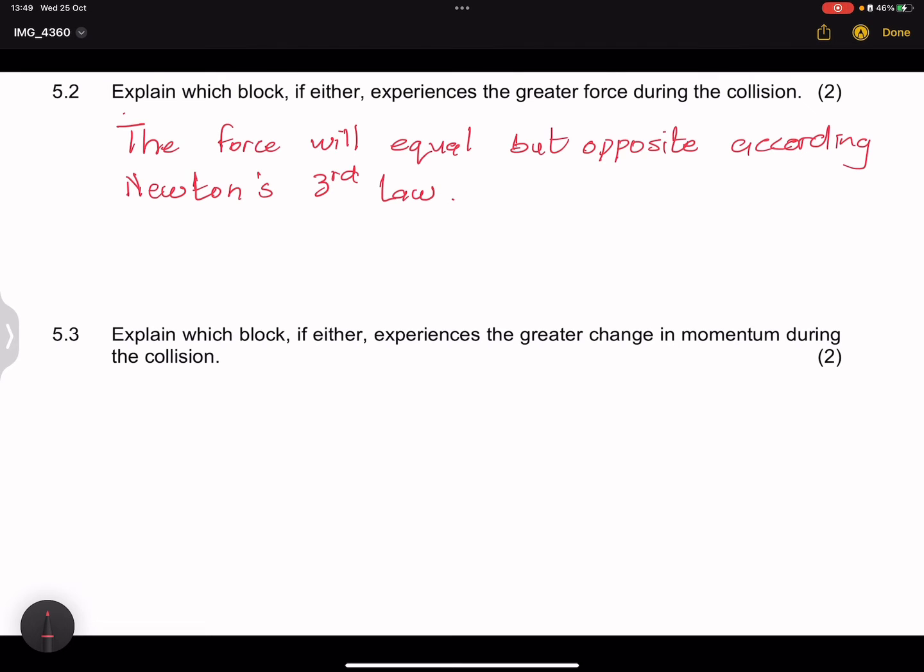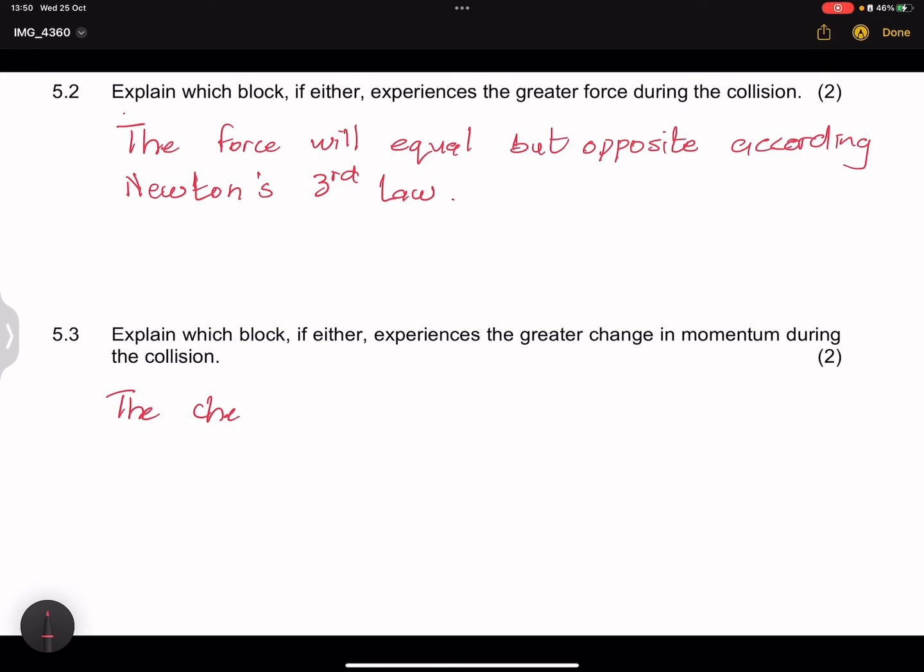All right. Okay, right. Now they say to us, explain which block, if either, experiences a greater change in momentum during the collision, right? Now I want you to please note, when we talk about change in momentum, what would cause the change in momentum? It would be the collision itself. And so I want you to note what we said is that the momentum before collision is equal to the momentum after collision, right? So which of the two experiences a greater change in momentum? Well, neither one, right? The change in momentum will be the same, okay?